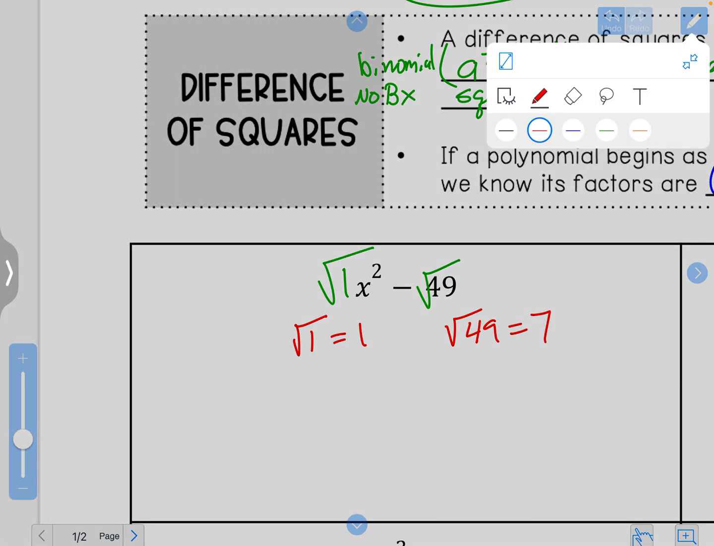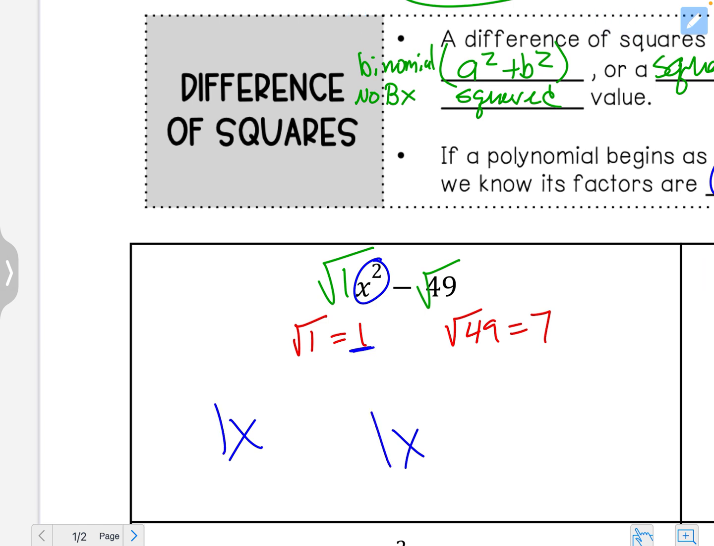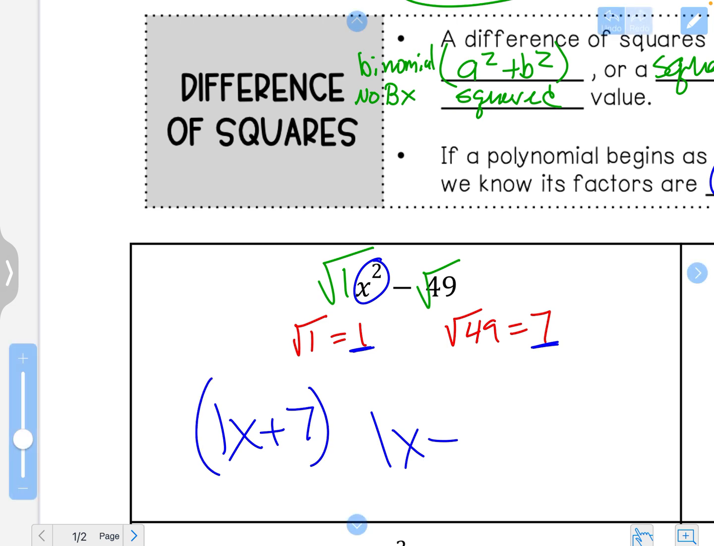So if we use our difference of squares rules, I'm going to write my x down twice because x squared separates my x into 2. So I'm going to take the first number and put it in front of x. I'm going to make one positive, I'm going to make one negative, and I'm going to put the second number behind the sign.